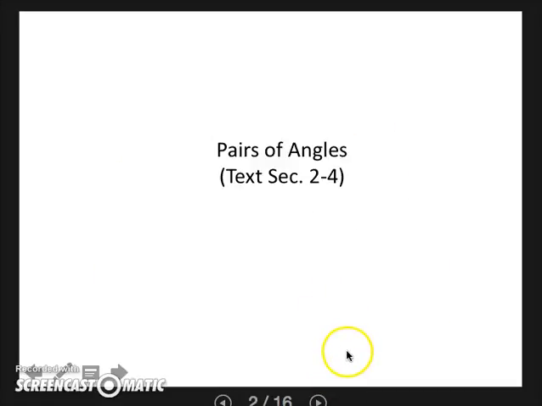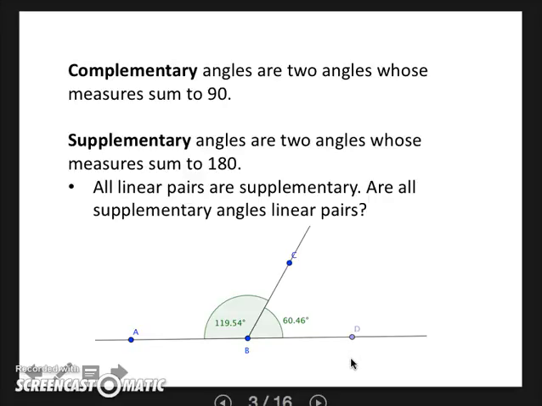This video is about pairs of angles. You can find this material in your text in section 2-4. Complementary angles are two angles whose measures sum to 90 degrees. Supplementary angles are two angles whose measures sum to 180 degrees.